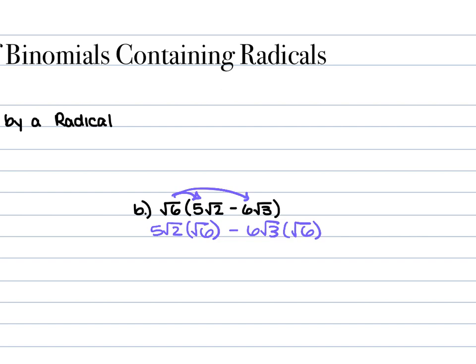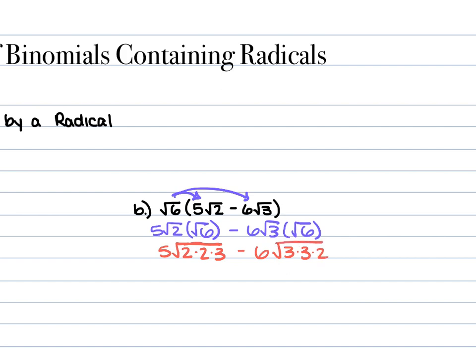So if I did that, my 5 square root 2 times the square root of 6 would be 5 square root 2 times the square root of 2 times 3, which I can just add into that radical of 2 times 3. Then that negative 6 square root 3 times the square root of 6, that square root 3 times the square root of 6 is the same thing as the square root of 3 times the square root of 3 times 2, which we can just add underneath that radical as well.